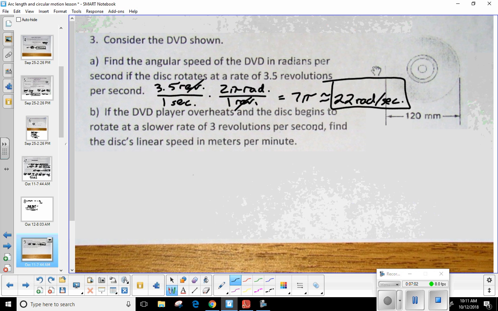Now, just like on number 2, the previous one with the bicycle, for part B, I can't use the angular speed that we just found because we have a different number of revolutions per second. If the DVD player overheats and the disc begins to rotate at a slower rate of 3 revolutions per second, find the disc's linear speed in meters per second. All right, so Miriam, how am I going to start this problem? What's my first ratio?